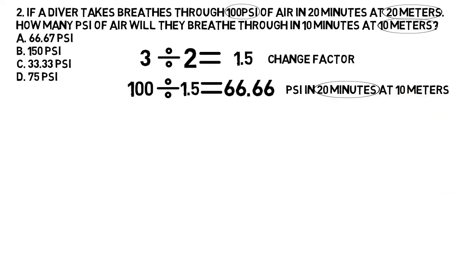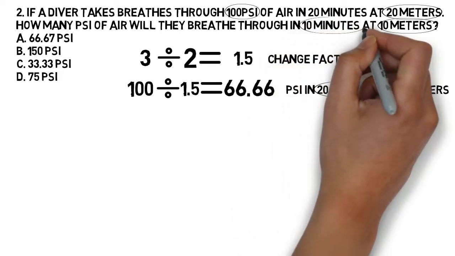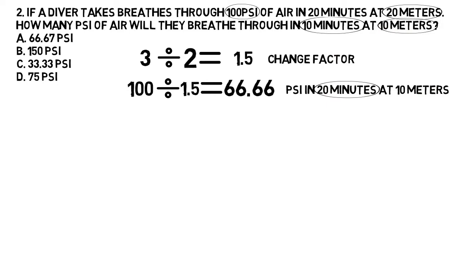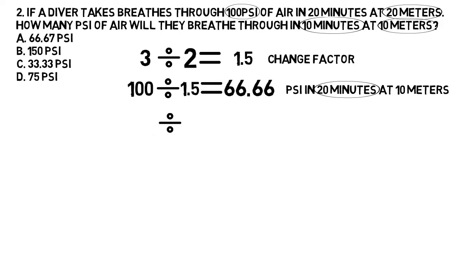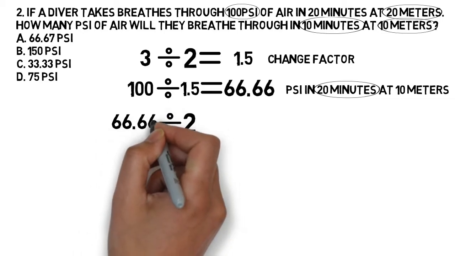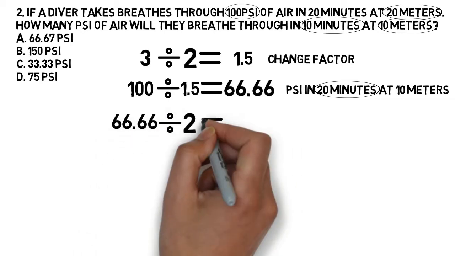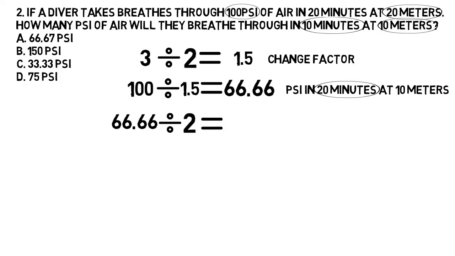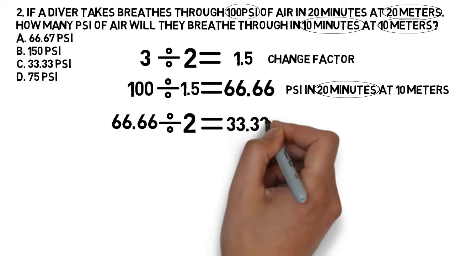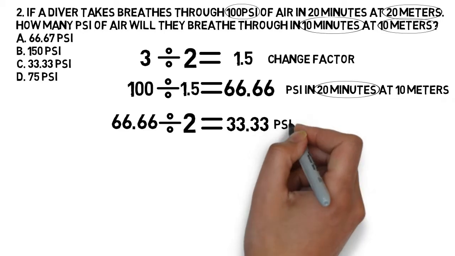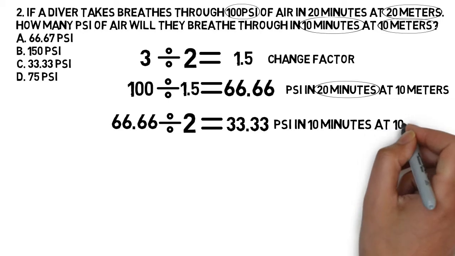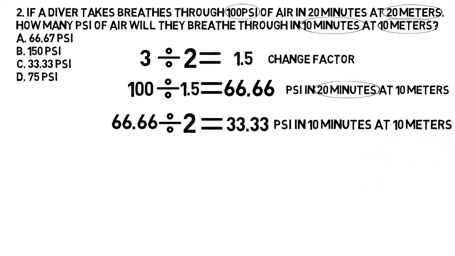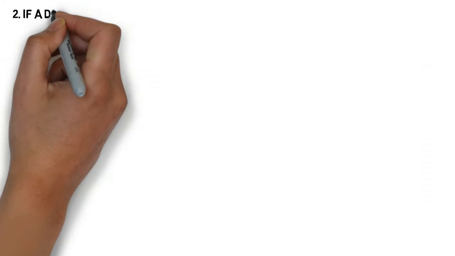But it's 20 minutes. And how many minutes are we spending at 10 meters? Only 10 minutes. We're spending half as much time there. So we need to divide our answer. What do we need to divide it by? 2. So 66.66 divided by 2 gives us 33.33. And that is the number of psi we would breathe through in 10 minutes at 10 meters if we breathe through 100 psi of air in 20 minutes at 20 meters.